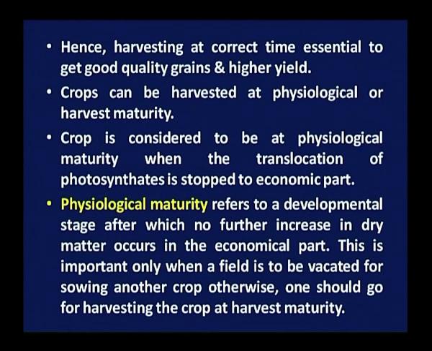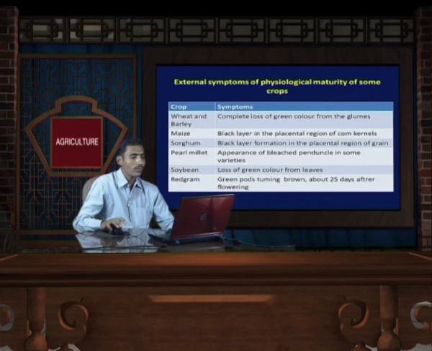A crop can be harvested at physiological maturity or harvest maturity. Physiological maturity refers to the developmental stage after which no further increase in dry matter occurs in the economic part. This is important only when a field is to be vacated for sowing another crop; otherwise one should go for harvesting the crop at harvest maturity.